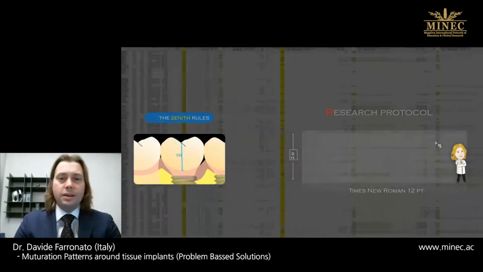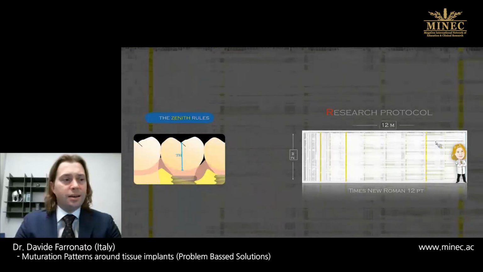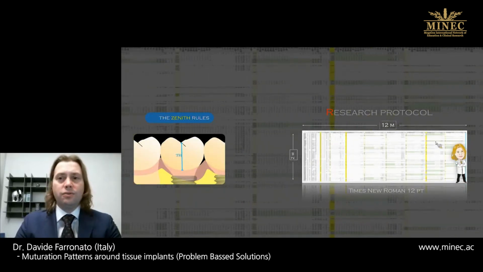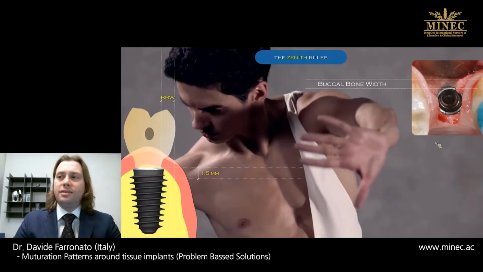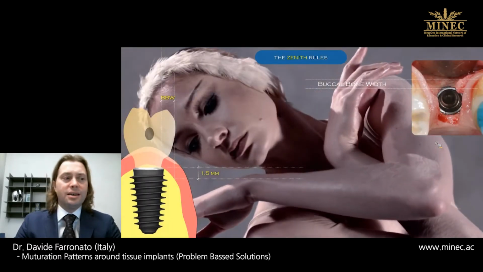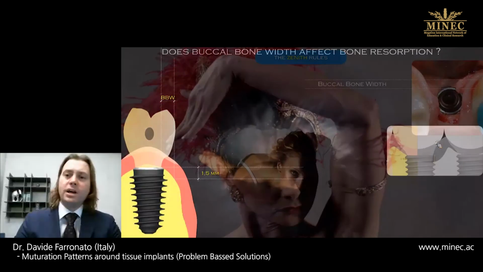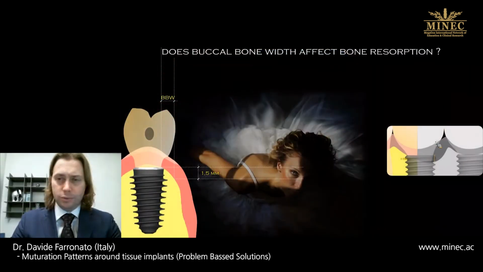So you can see in the background the Excel that shows the amount of data, which is quite incredible, because if you try to print this Excel, you will find it's 12 meters long and 2 meters high. And when you check these data and try to find some connection between values, we can focus directly on the topic of the buccal bone.